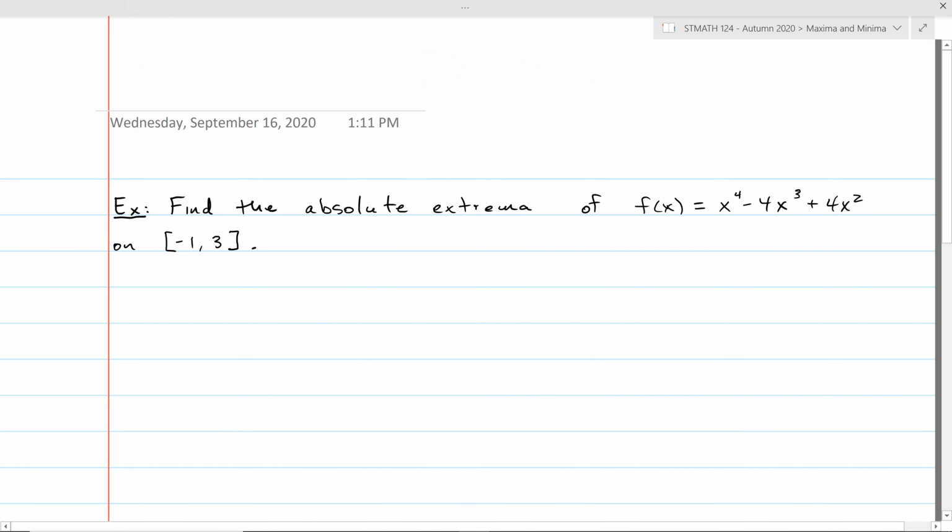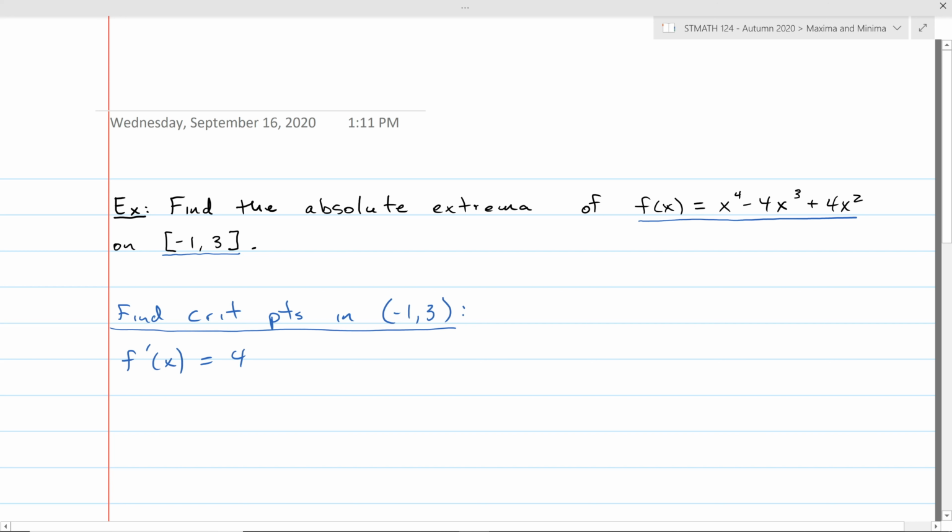In this first example of finding the absolute extrema on a closed interval, we've got the function f of x equals x to the fourth minus 4x cubed plus 4x squared, and the interval that we're looking at is -1 to 3. So I've got to first find those candidates. And 2 of the candidates are very easy. It's just the endpoints of the interval. Let's find the critical points in the open interval -1 to 3. Well, first thing I've got to do is get the derivative. So the derivative is 4x cubed minus 12x squared plus 8x.